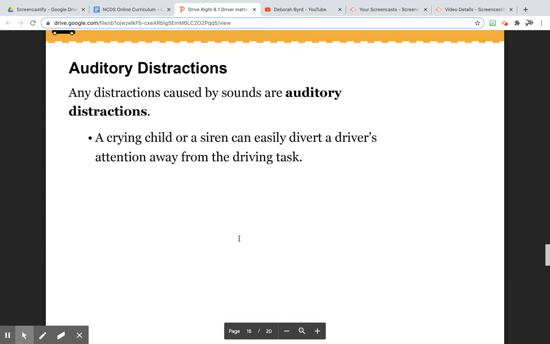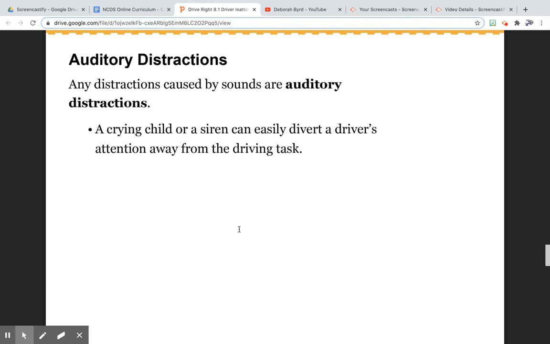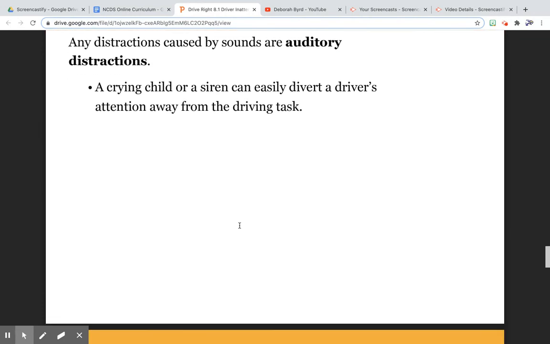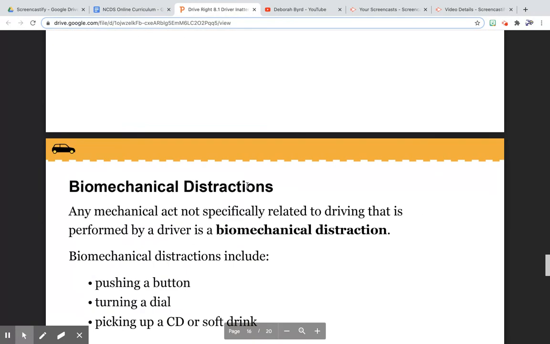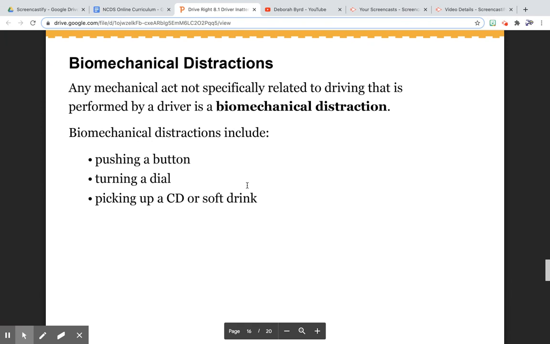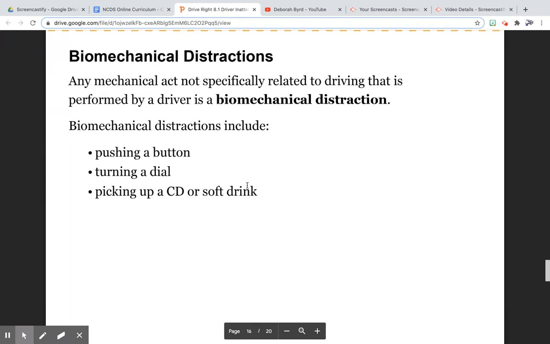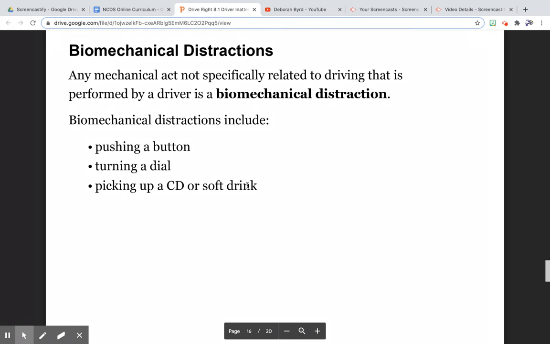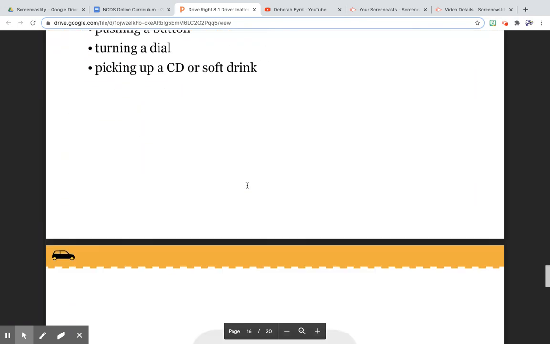Auditory distractions. Any distractions caused by sounds or auditory. A crying child or a siren can easily divert a driver's attention away from the driving task. Biomechanical distractions. Any mechanical act not specifically related to driving is a biomechanical distraction. Pushing a button, turning a dial, picking up a CD or soft drink.